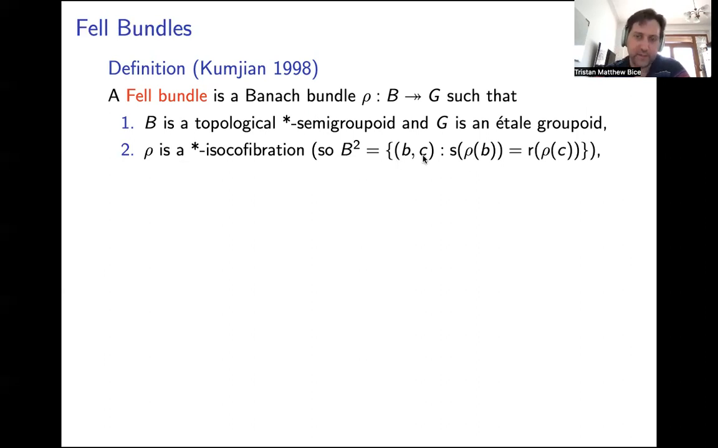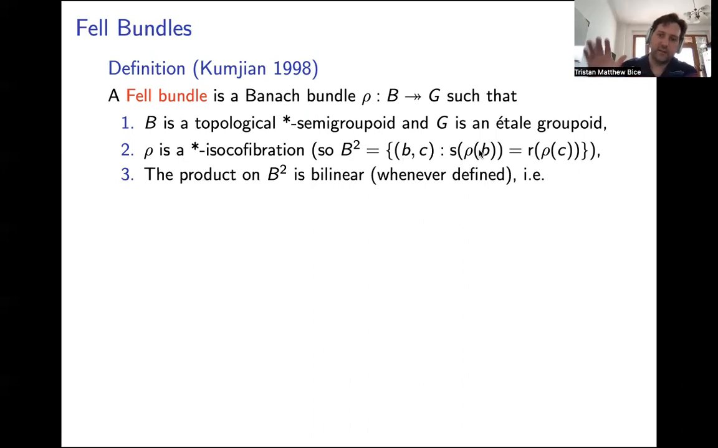So you have some B and C in your total space, you know that this product is defined only when you project down onto the base space, and you know that the source of one is the range of the other. We also want the product to be compatible with the Banach space structure, in particular with the additive and scalar structure, with the vector space structure. So we want the product to be bilinear whenever it's defined. Of course, sums of different fibers are not defined. Products of only certain pairs, only these pairs here are defined.